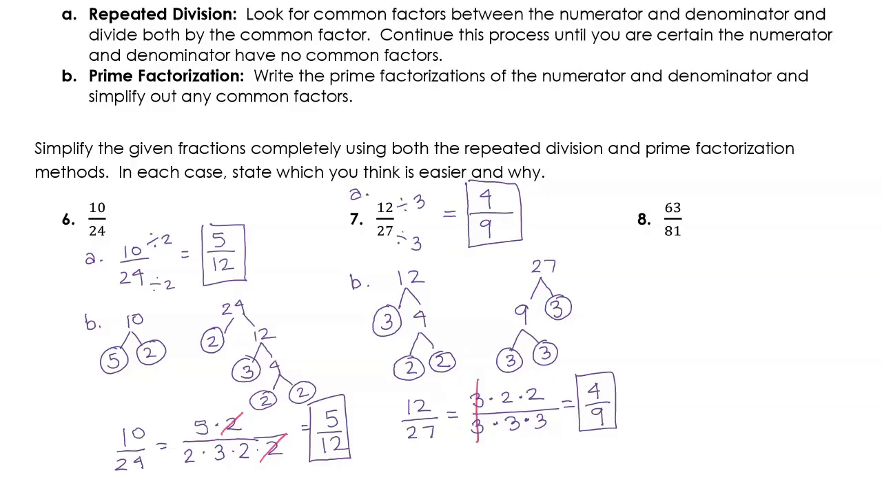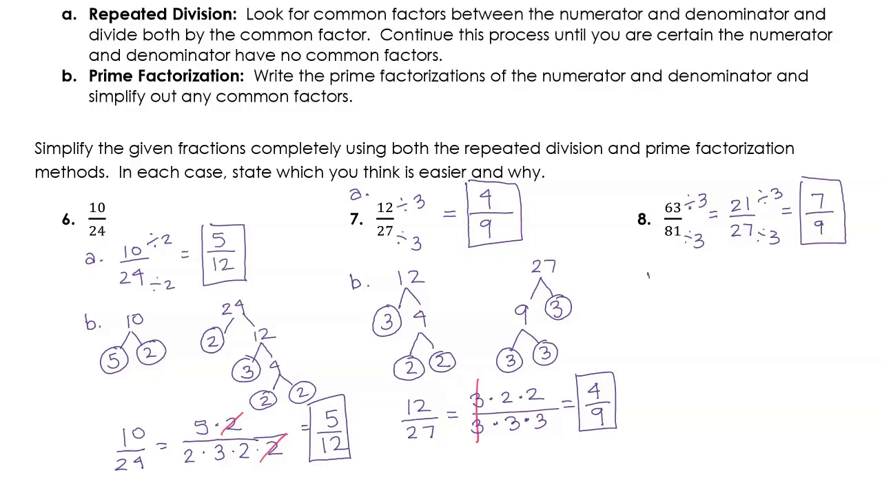63/81. To show the repeated part of repeated division, I'm going to first divide out the common factor of 3. In the numerator, I'm left with 21, and 81 divided by 3 is 27. Now, we know we're not done because 21 and 27 have a factor of 3 in common. So I'm going to divide by 3 again. I'm going to divide the numerator by 3 and I get 7, and I divide the denominator by 3 and I get 9. So now I am done if I'm using repeated division.